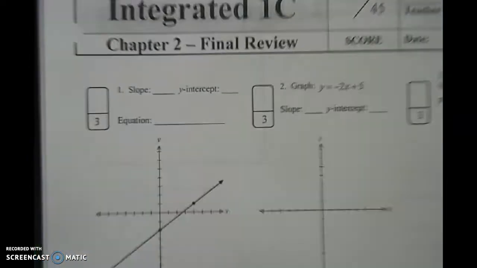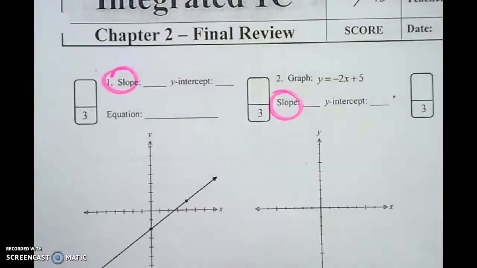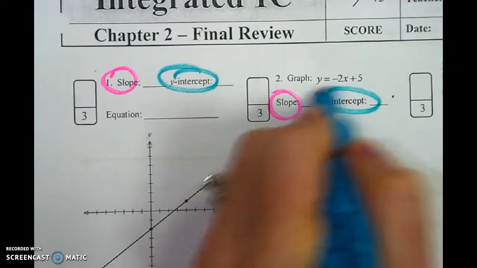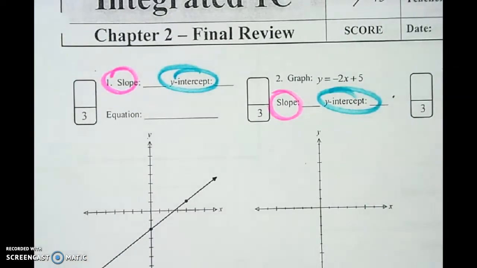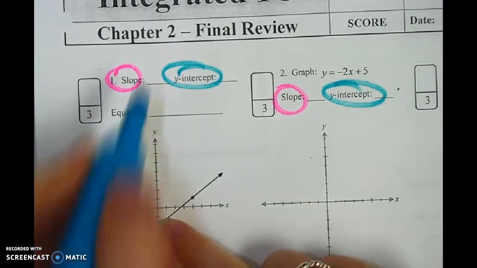Okay, we're now on chapter 2. Whenever we're dealing with slope, it's going to be pink. Whenever we're dealing with y-intercept, it's going to be blue. Y-intercept is my start. It's my b. So it's right there. What is that?